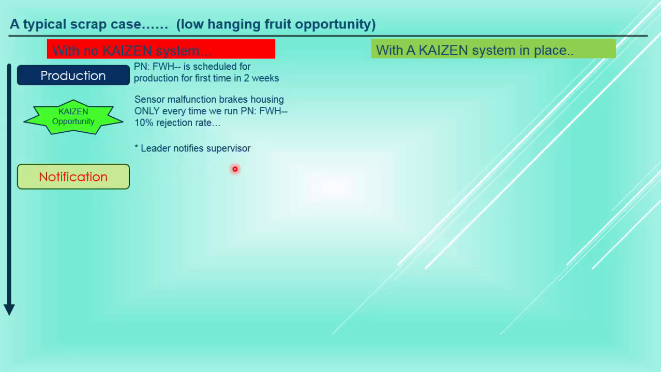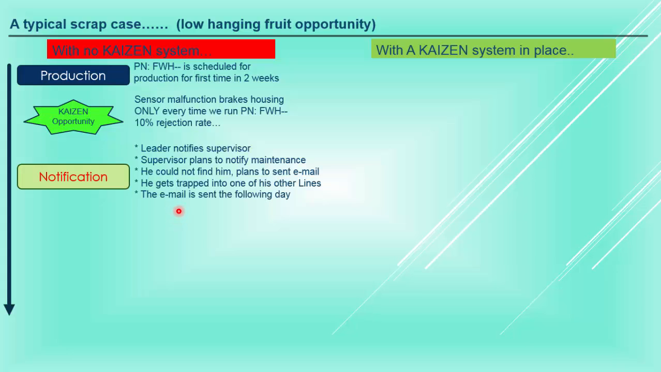From there, the leader notifies the supervisor. The supervisor plans to notify maintenance about the issue because we need to fix it the next time we run this particular tool. We couldn't find him, and the supervisor plans to send an email. Suddenly, he gets trapped in one of his other production lines, and the email is not sent until the following day. The maintenance engineer reads it and puts it into his to-do list.